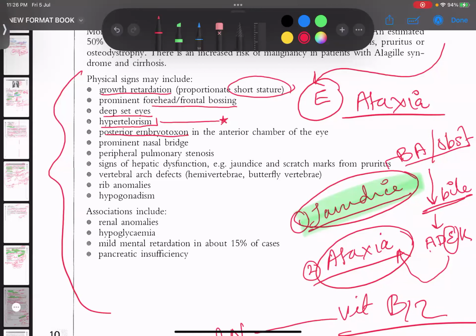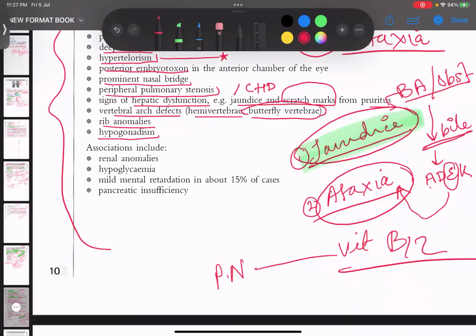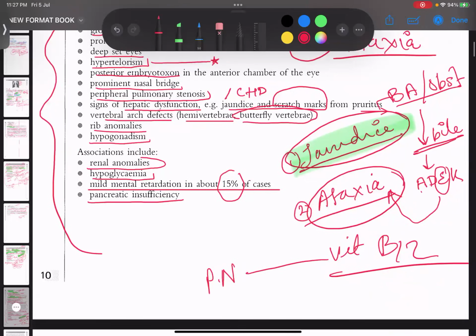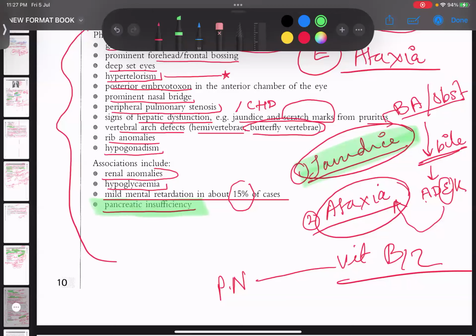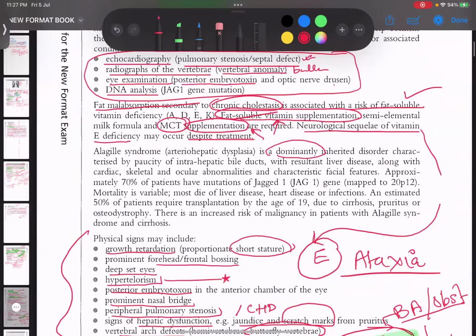Posterior embryotoxon, prominent nasal bridge, peripheral pulmonary stenosis or any kind of congenital heart disease, signs of hepatic dysfunction, jaundice and scratch marks from pruritus. Vertebral arch defects such as butterfly vertebra, hemivertebra, rib anomalies, and hypogonadism. What are the associated features? Renal anomaly, hypoglycemia, mild mental retardation in only about 15% of cases, and pancreatic insufficiency. This is another important thing, pancreatic insufficiency.